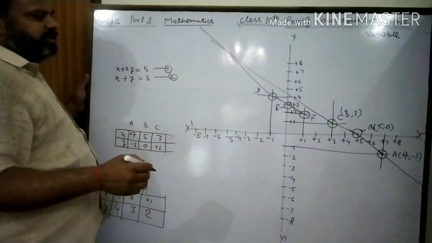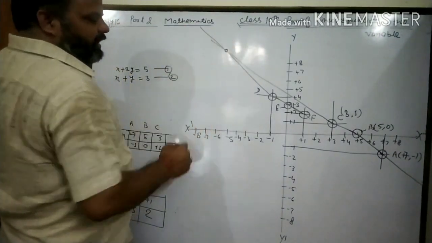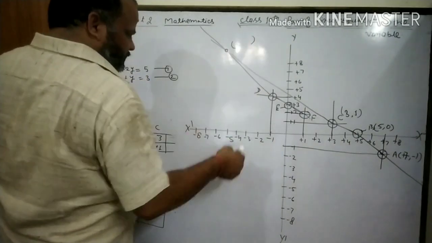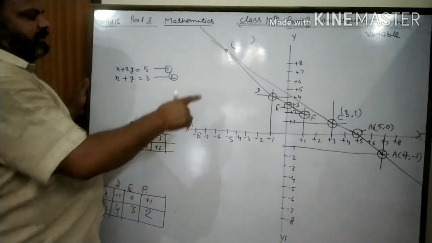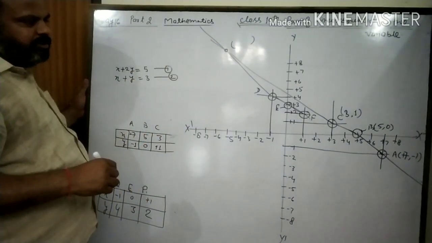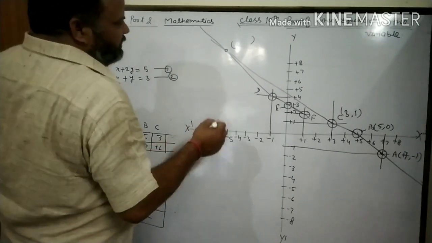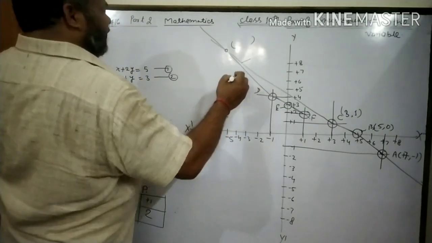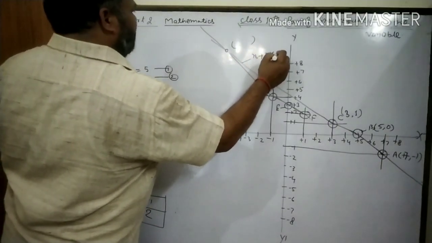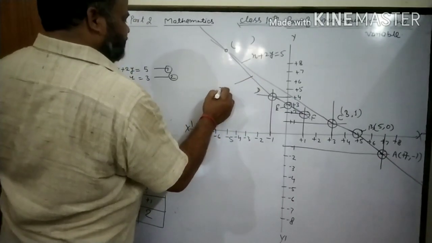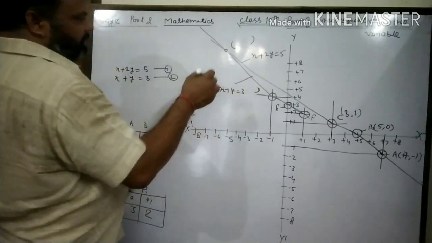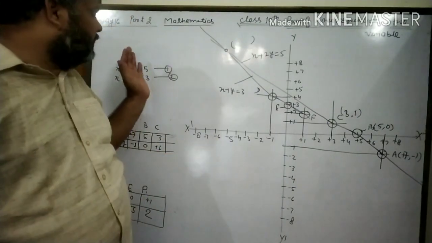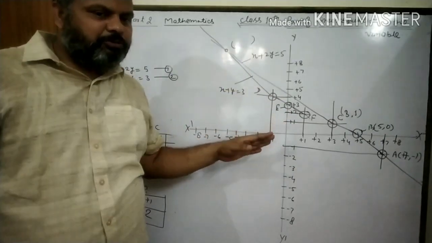Then you can produce it, and anywhere it intersects the line, clear? That means at this point you get the coordinate of the point. This point is the solution of this equation. Clear? By this way you can represent it. On the first line you can write x plus 2y is equal to 5, and the second line is x plus y is equal to 3. This is the graphical representation of a given pair of linear equations in two variables.